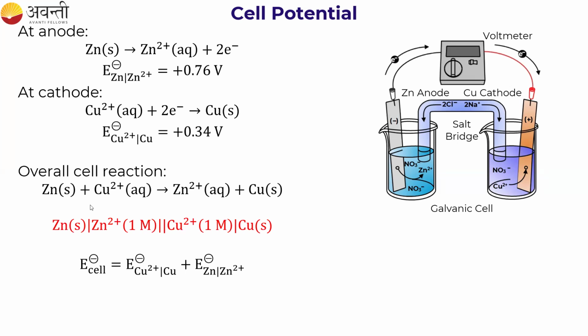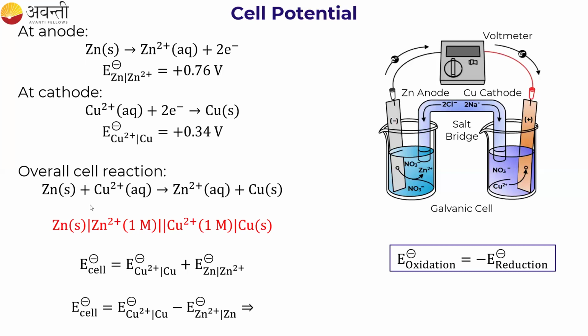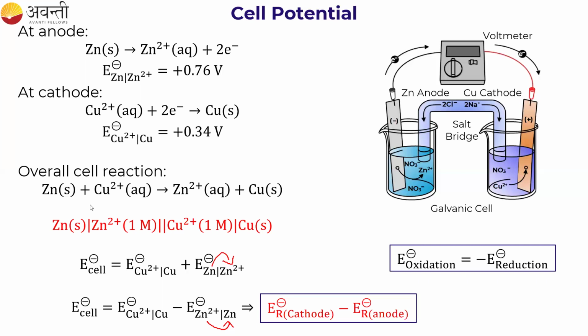Now in one electrode oxidation is happening and in the other reduction is happening. So the oxidation E naught value will be the negative of the reduction E naught value. Zinc is getting oxidized to zinc 2 plus, and if I reverse this, I have to change the sign from plus to minus. That denotes E naught of cathode minus E naught of anode. E naught cell is equal to E naught of cathode minus E naught of anode.